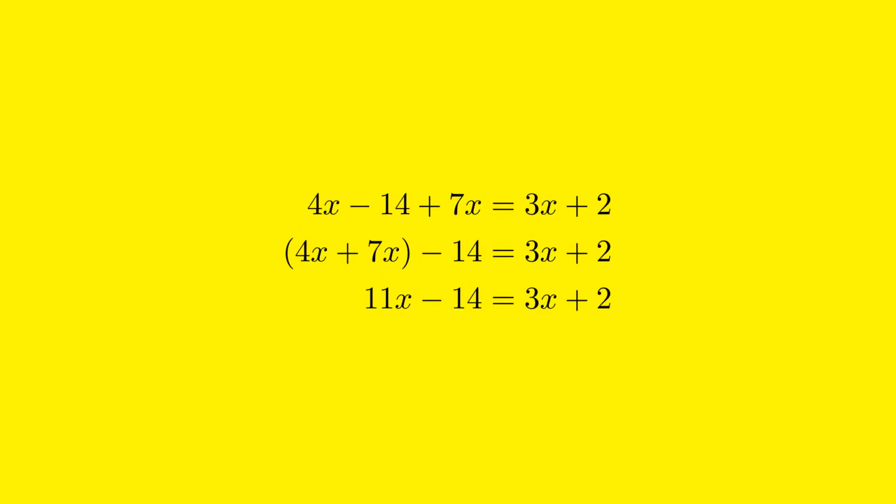In step 2, we combine like terms on the left-hand side of the equation. The current equation is 4x minus 14 plus 7x equals 3x plus 2. First, identify the like terms involving x on the left-hand side, 4x and 7x. Adding these together yields 11x. This changes the equation to 11x minus 14 equals 3x plus 2.